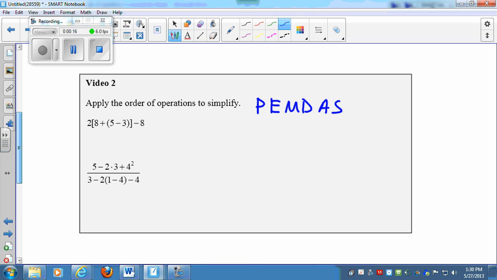So looking at this, we have nested grouping symbols. Remember the P for parentheses, you better be careful. It could be grouping symbols, and those are brackets. So we do the innermost grouping symbols first.